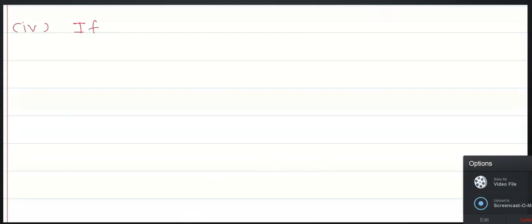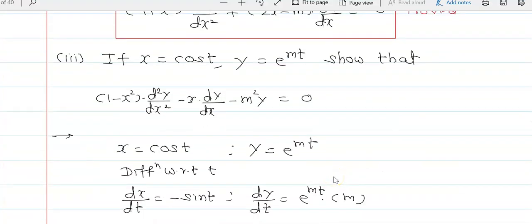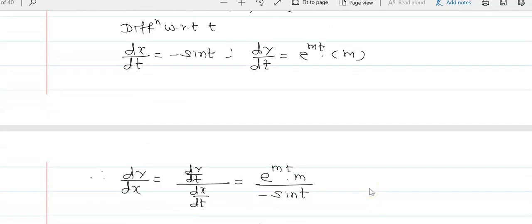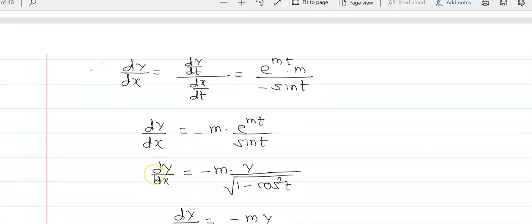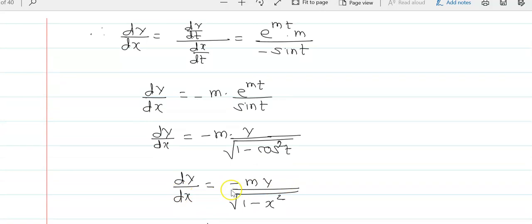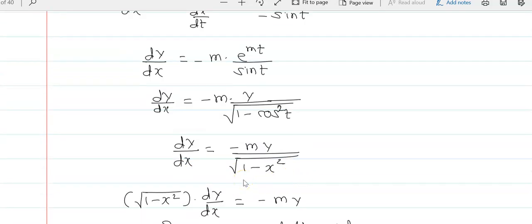See this again here. If you want to write down from the board, dx upon dt is minus sin t, dy upon dt is equal to e raised to mt into m, and that's why dy by dx is equal to dy by dt upon dx by dt. e raised to mt into m upon minus sin t, and therefore dy by dx is equal to minus m e raised to mt upon sin t. And that's why you are getting dy by dx is equal to minus m, the value of y is e raised to mt, upon the root of 1 minus cos square t. And therefore dy by dx is equal to minus m y upon the root of 1 minus x square.